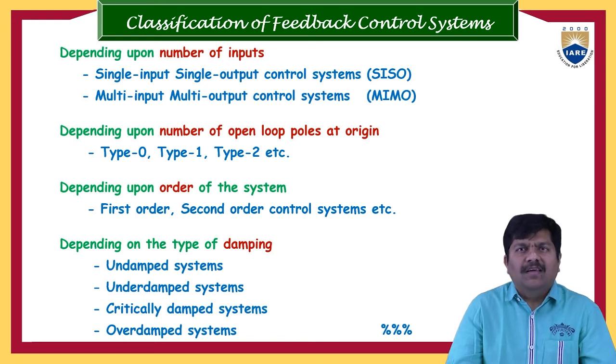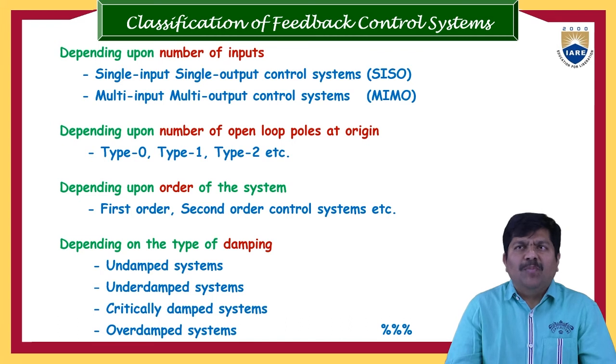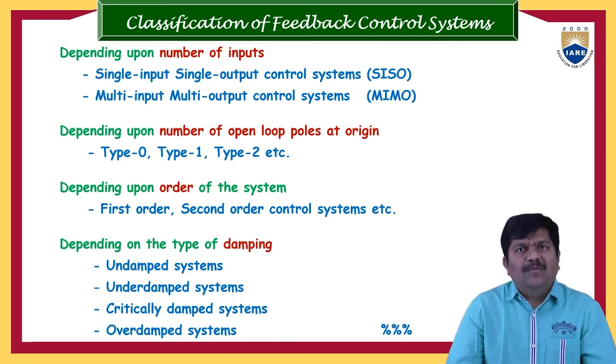In addition to that, one more important classification is based on the order of the system. What is the order? Order is nothing but the maximum power of the characteristic equation in the transfer function. At this moment, this classification is tough to understand, so I will explain the number of open loop poles at the origin, the order, and one more classification, damping, in future videos. Till then, please excuse me, because as part of this classification of control systems, I had to give this classification also. That is the reason I explained these types here.